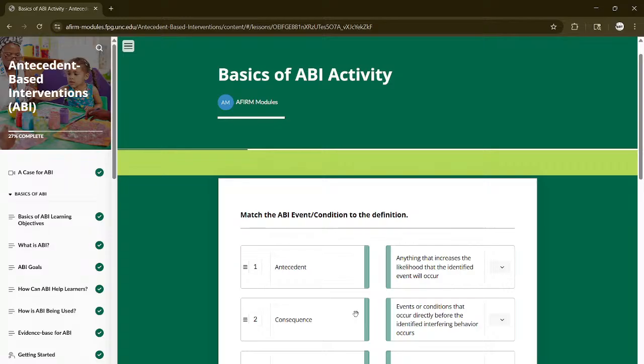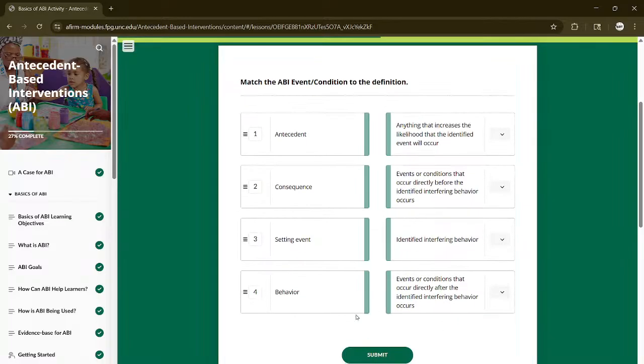Let's go through the basics of ABI with this activity here. So we have to match the ABI event condition to the definition. So let's see. We have antecedent, consequence, setting event, and behavior.